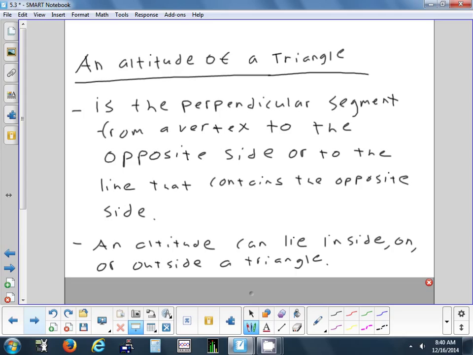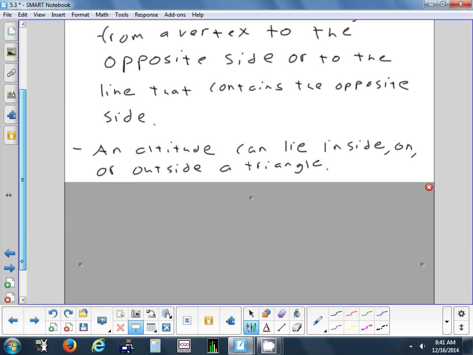So what's a little tricky about an altitude is it can lie inside the triangle. Sometimes when you measure the height, the altitude when you draw it will be completely inside the triangle. It could be on the triangle, right on one of the edges, or it could be outside the triangle. It depends. We're going to go through all 3 cases as an example.